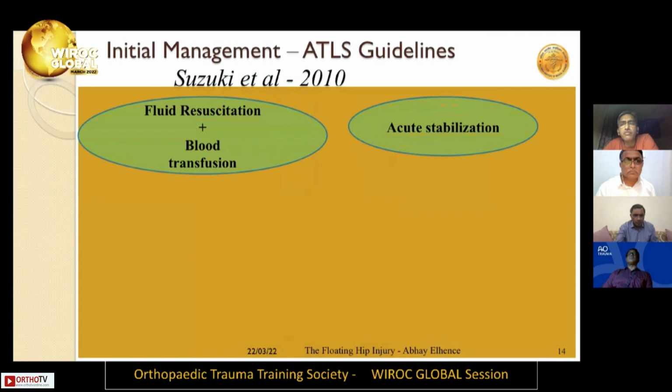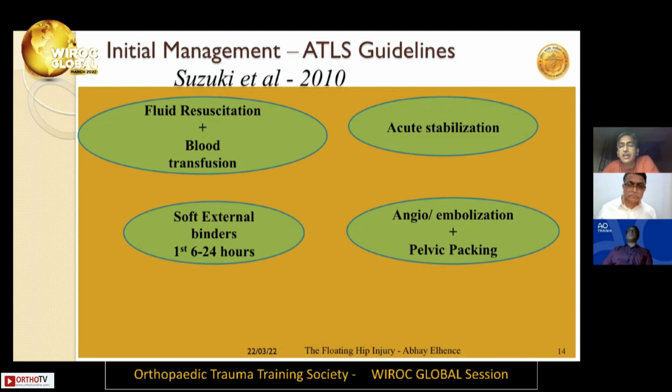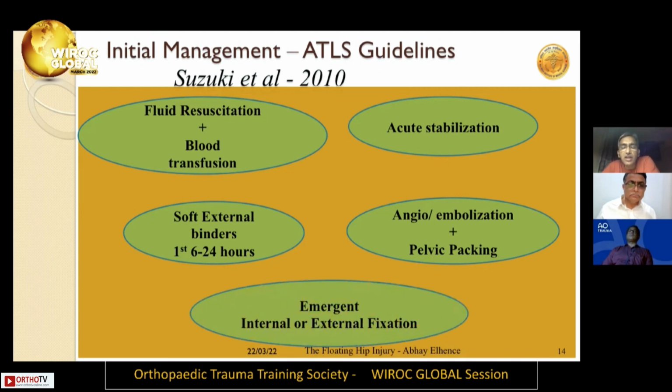So the primary goal of management of these injuries is fluid resuscitation and blood transfusions and acute stabilization of the pelvic ring. You can do it with soft binders within the first 24 hours, or if you have a patient who's bleeding incessantly, they may need a pelvic packing or an angioembolization. The thing with angioembolization is that it takes some time even for the interventional radiologist to come in. So pelvic packing is what will help for a venous bleed, and angioembolization is what will help for an arterial bleed. And then you have to have emergent internal or external fixation in your armamentarium to stabilize these injuries and allow the hemodynamic stabilization to go on.